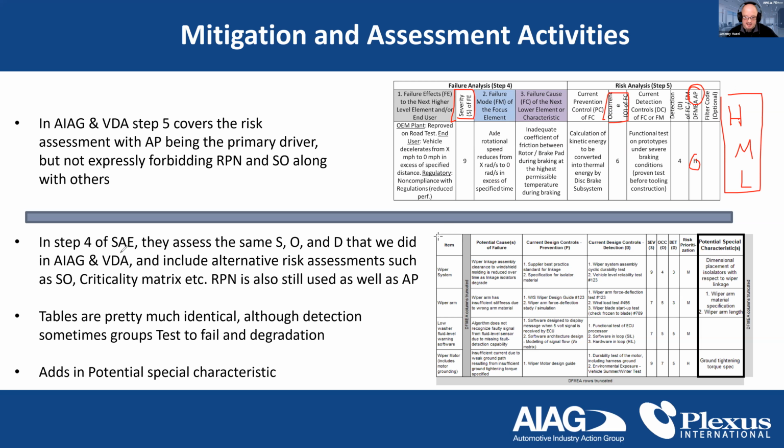And in step 4 of the SAE, they assess the same severity, occurrence, and detection. And they include the alternative risk assessment, such as S times O, criticality matrices, everything that we have in ours. So they use the same thing. And I'll tell you, their tables are a little different, and the risk prioritization utilizes the same HML designation. Now, there are subtle differences in the tables. I will tell you that there are subtle differences. It is up to you at that point to determine whether those differences are meaningful or whether they're inconsequential. That's not something that I can necessarily give as an answer.